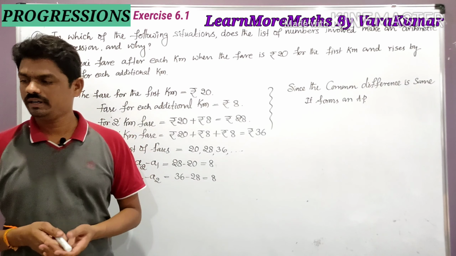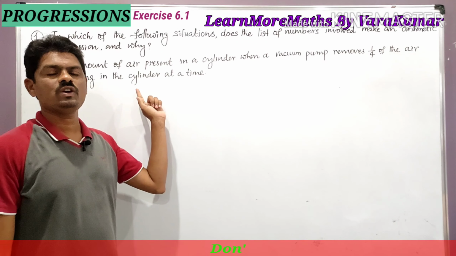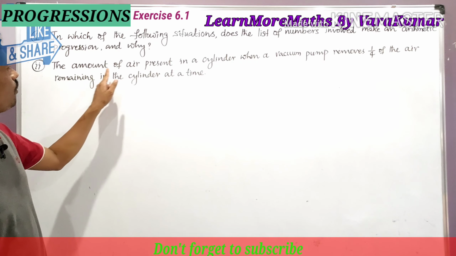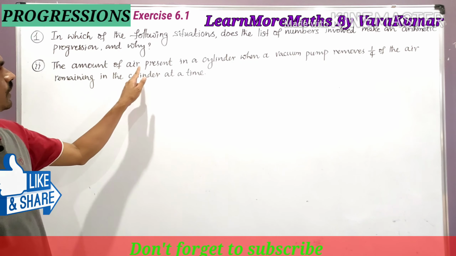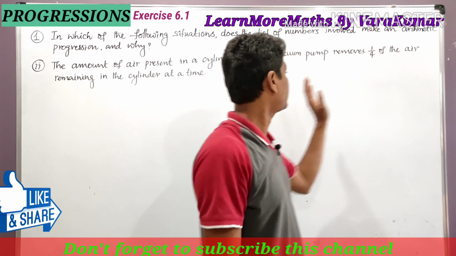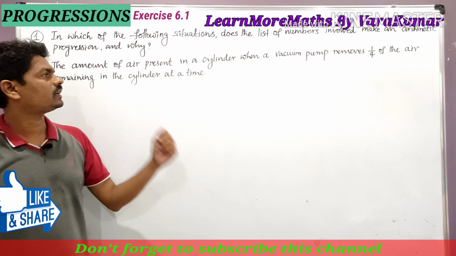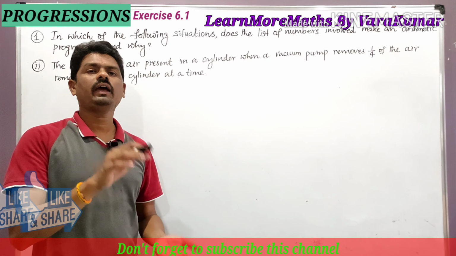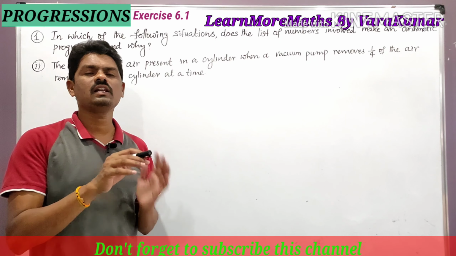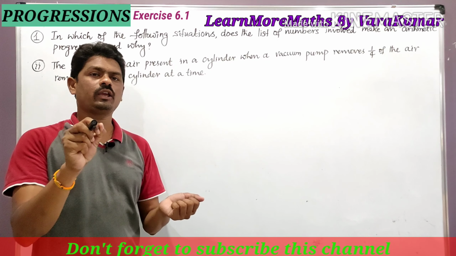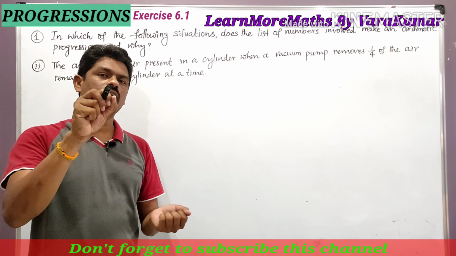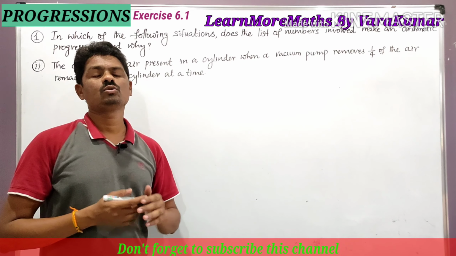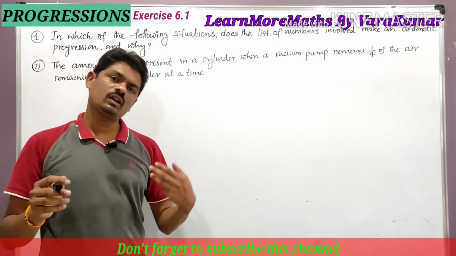So next, second bit. Student, this is the second situation in the first problem. See student, what he has given: the amount of air present in a cylinder when a vacuum pump removes 1/4 of the air remaining in the cylinder at a time. So there is some quantity of air in the cylinder. If we operate the vacuum pump, 1/4 of the air flows out from the cylinder. Next, again if we operate it, again 1/4 from the remaining.